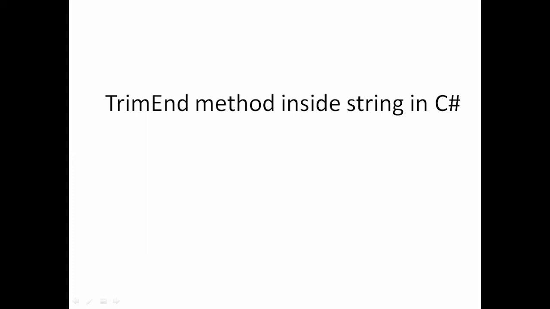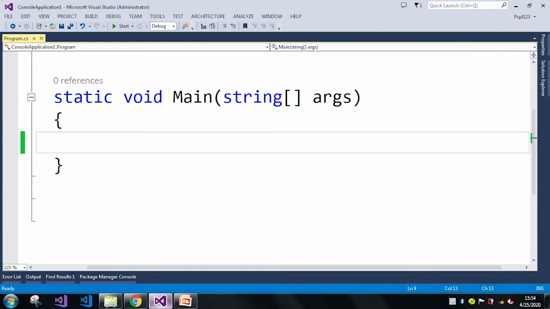And to demonstrate how to use the TrimEnd method inside the string in C#, let me move to Visual Studio to give you an example. So here I will take a string str, and I am just taking my string as world, but you can take any type of string, and here I am adding a few trailing spaces.